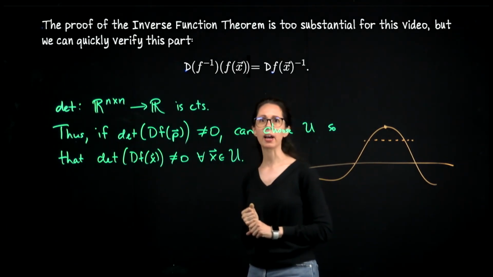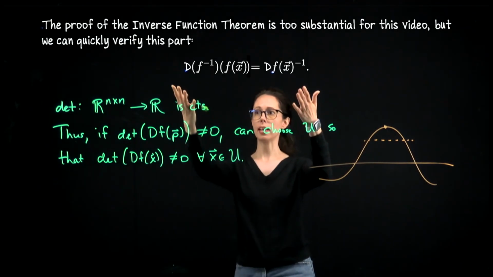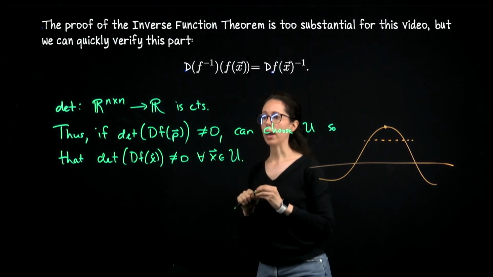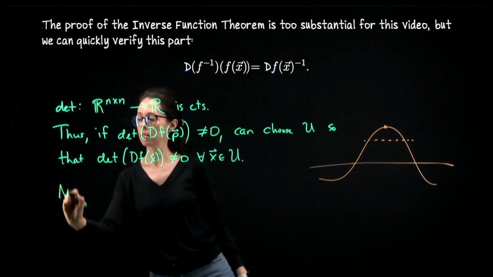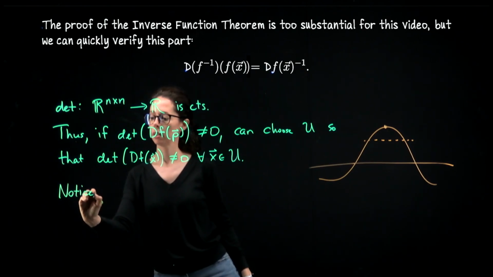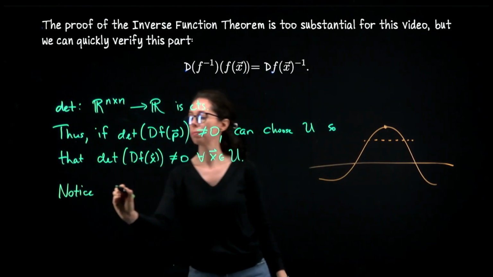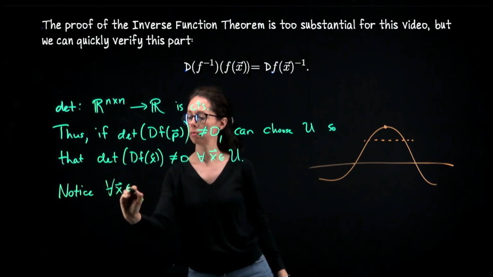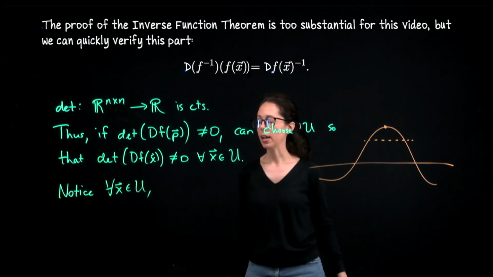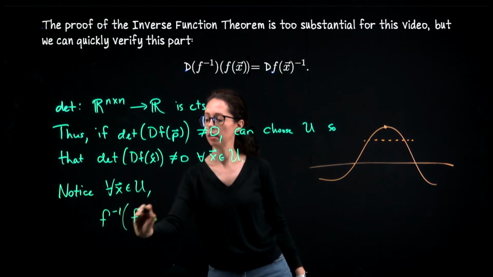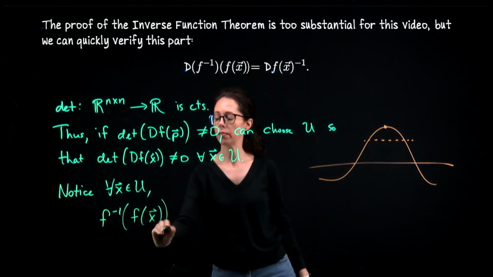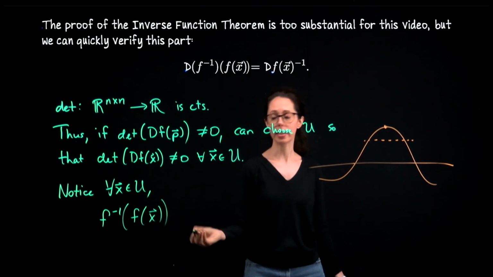So let's move on now to using the chain rule to get this actual formula. Okay, so we can compute the right-hand side, and let's show where it comes from. Notice for any x in U, if I do the inverse function composed with the original function evaluated at x, this is just the identity map.